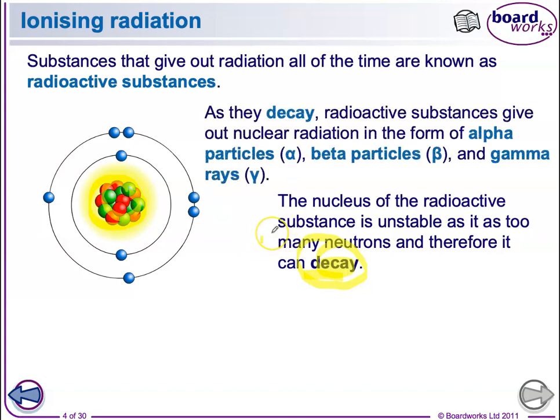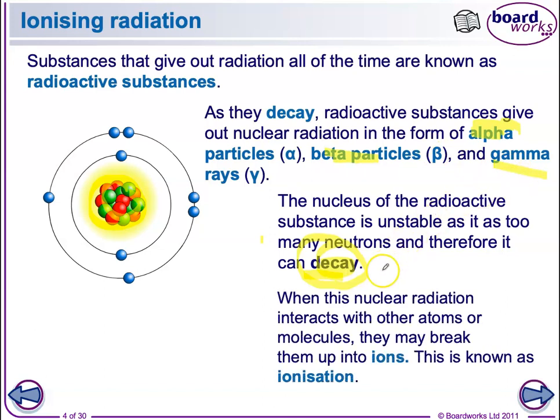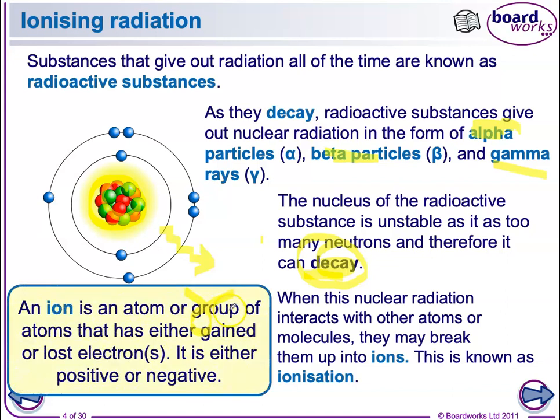As it decays, it emits 3 main types of radiations: alpha and beta particles, and gamma radiation. When this nuclear radiation is emitted, it interacts with atoms and causes them to become ions. And please remember from our understanding of chemistry that an ion simply is an atom or group of atoms that have either gained or lost electrons.